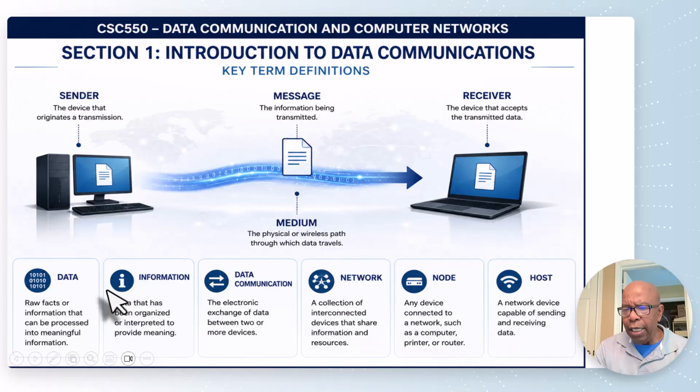So, some of the key definitions. Data: raw facts, information that can be processed into meaningful information. The key thing here is that data and communications are two different things. Data has been organized and interpreted. So some things we're going to take into consideration for data really don't apply until we transform that into information. Okay, so we have data, information, data communication, network, node, and host.